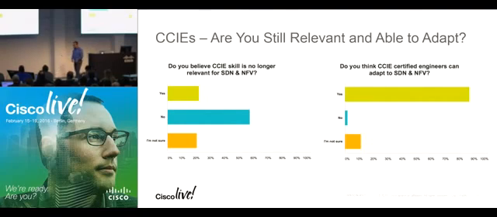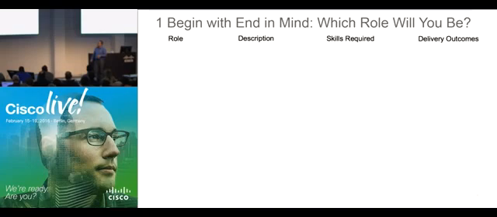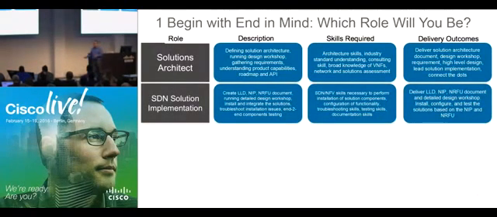Step one. Step one, you have to begin with the end in mind. Okay? What kind of roles do you want to fill in any SDN and NFV projects? I'm showing here an example of typical roles in SDN projects. We usually have a solution architect to design the end-to-end solution, and we have the engineer to implement the solution.